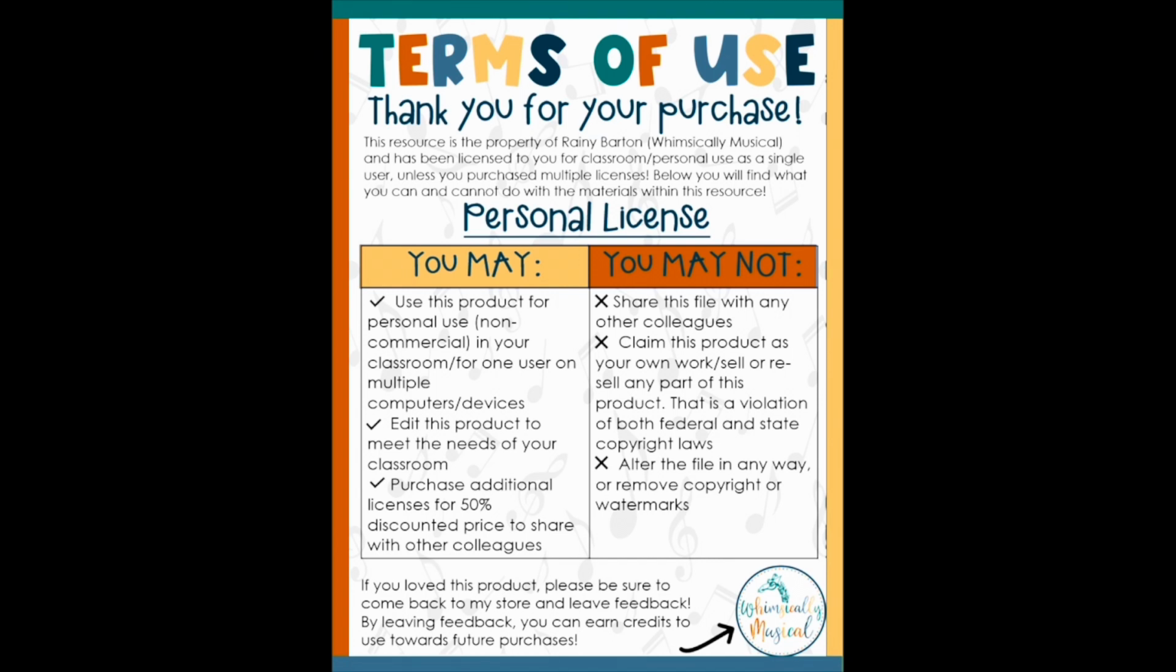And then it says, thank you for your purchase. Please make sure that you thank your people for purchasing your product. And then it says, this resource is the property of Rainey Barton, Whimsically Musical, and has been licensed to you for classroom/personal use as a single user, unless you purchased multiple licenses. Below, you will find what you can and cannot do with the materials within this resource. So it's important to let them know what they can and can't do, and remind them that if they bought it as a single user, they can't just go and share it with their friends or their neighboring teacher. They can't post it on their website for their students. They can only use it in their classroom. And you would think that people would just know not to do that, but you have to remind people. We're humans, we make mistakes, or we do things on purpose.